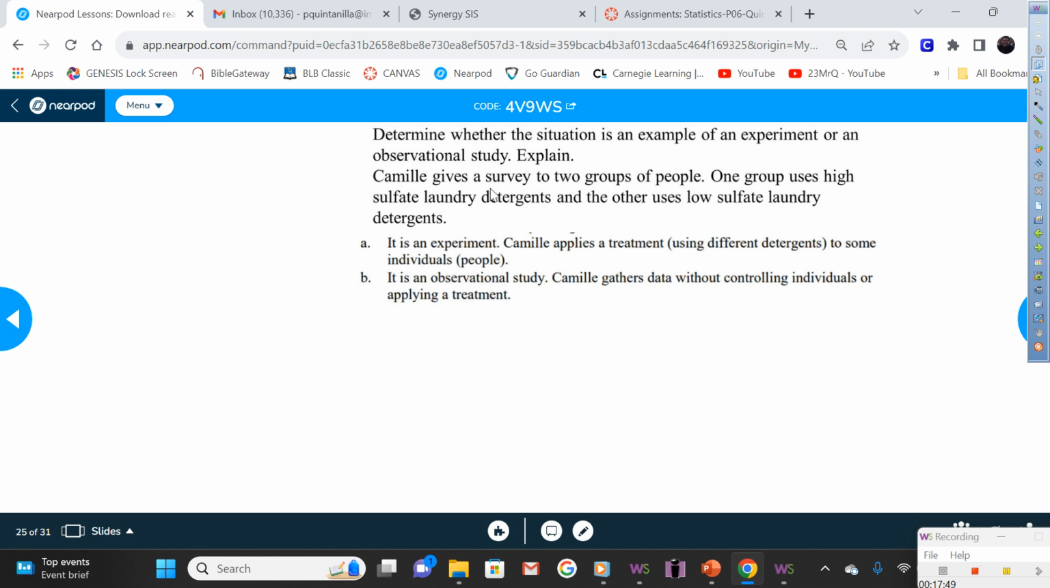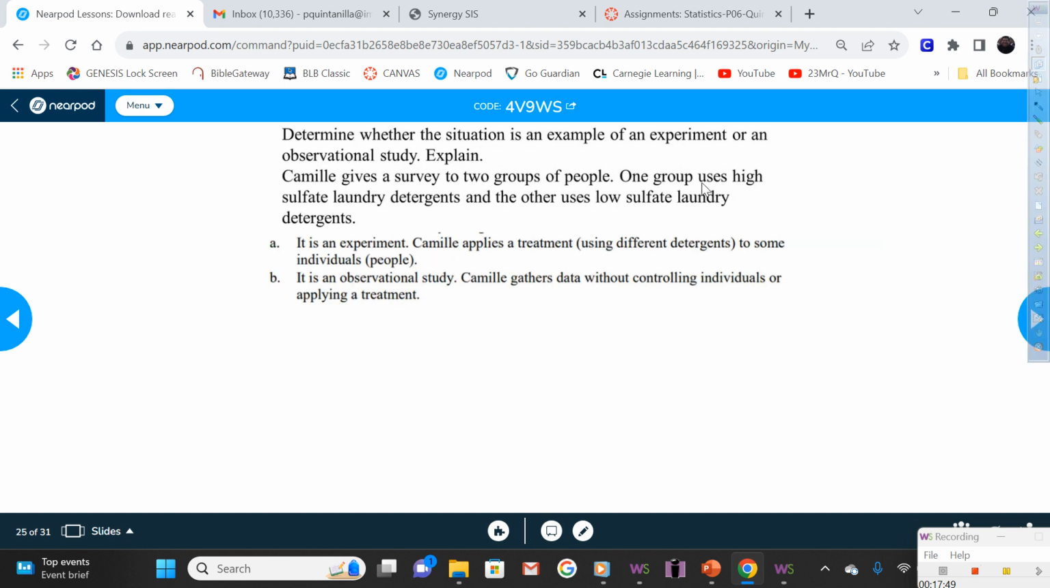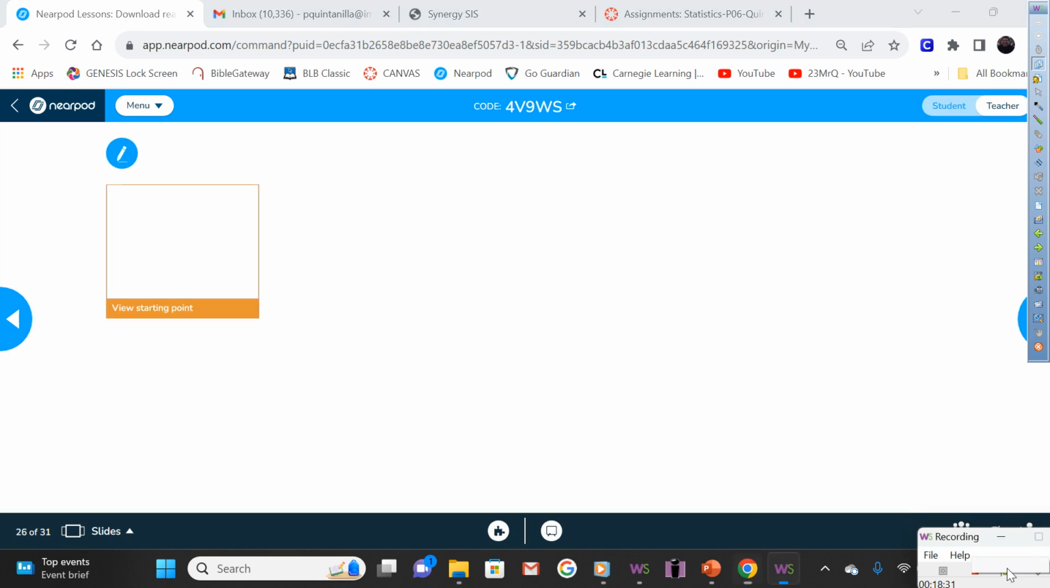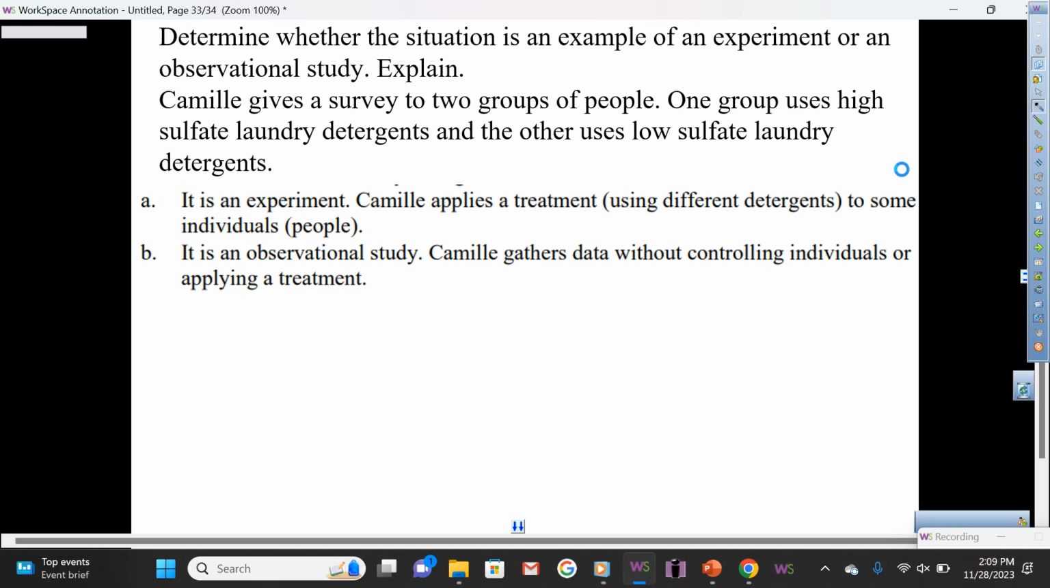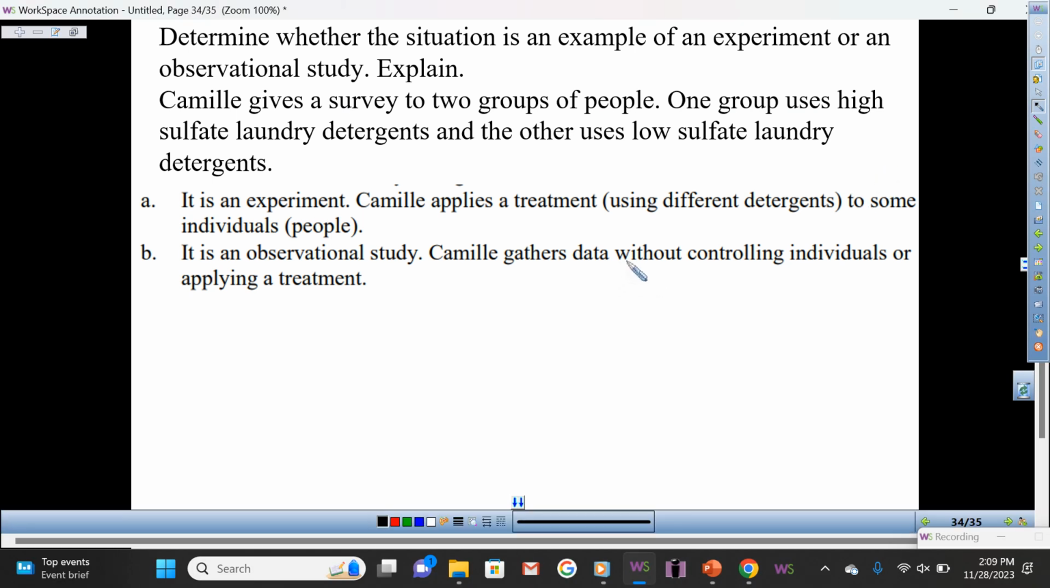Camille gives a survey to two groups of people. One group uses high sulfate laundry detergent, and the other uses low sulfate laundry detergent. Tell your neighbor if that's experimental or observational. Send me your response. Correct answer. Some of you got confused with this one. However, question: did Camille manipulate anything? No, so therefore this is observational.